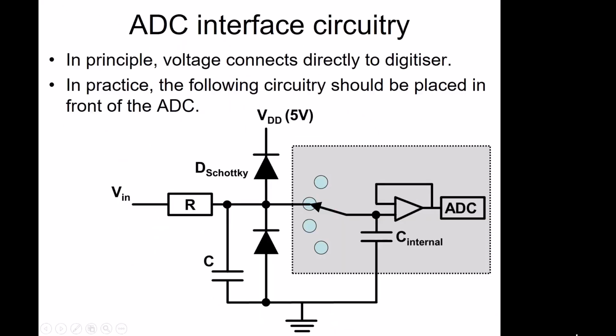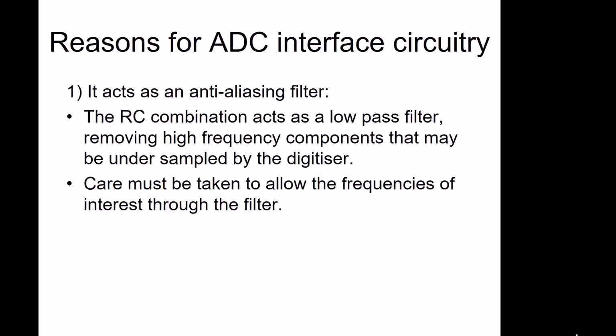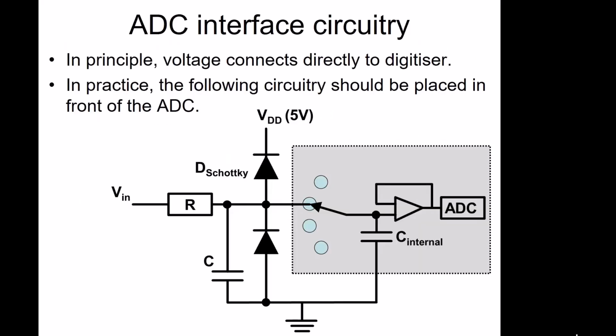When you're using an ADC, it's a good idea to have this interface circuitry. This serves a few purposes. Firstly, it acts as an anti-aliasing filter. You have your low pass filter here, R and C, that will get rid of any high frequency noise components and hence any aliasing that might happen.